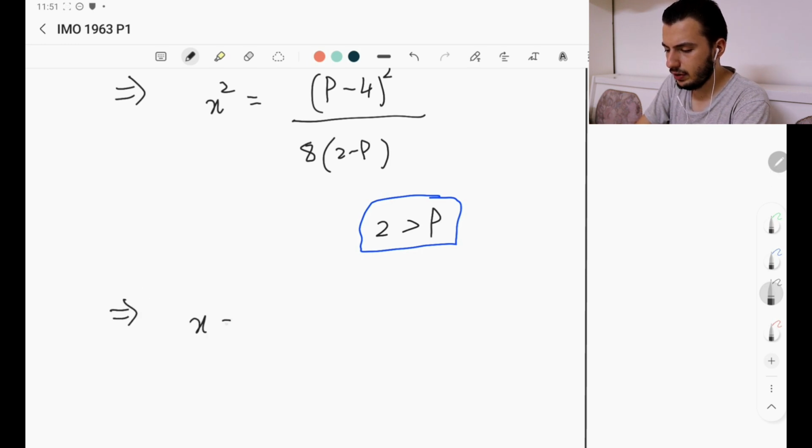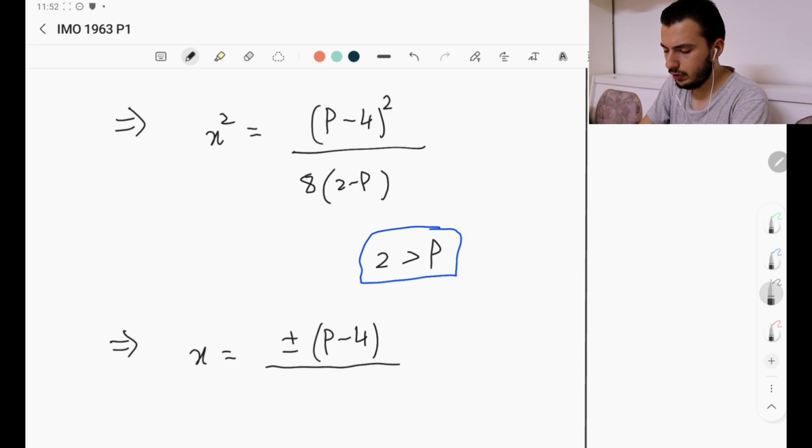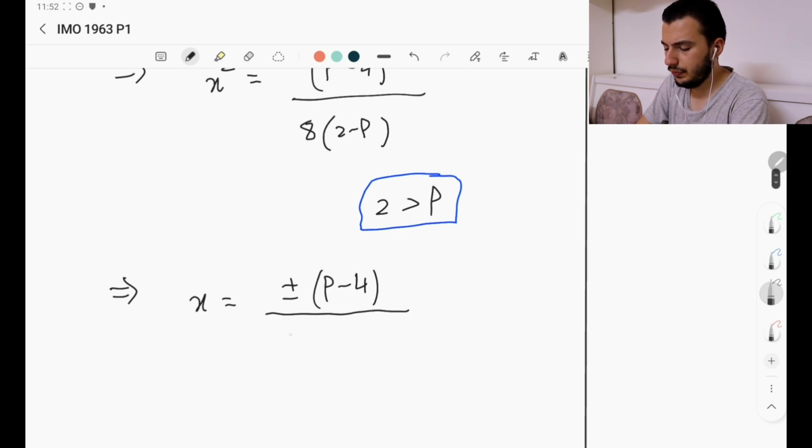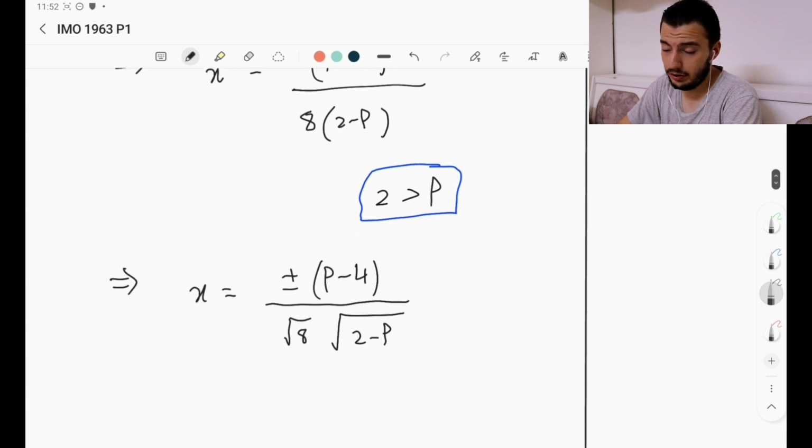Okay, and of course now we can simply say that the value of x is positive or negative p minus 4 over root 8 times root 2 minus p. Alright, very good. We found simply the solution x. So, are we done? Well, of course not. We need to handle lots of conditions before and some other stuff as well.